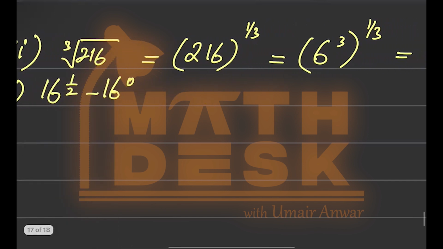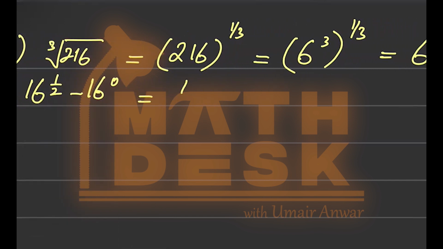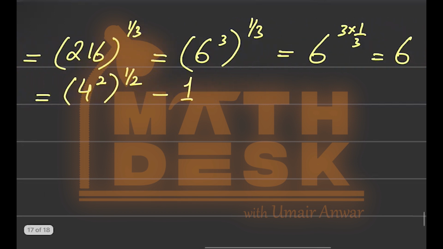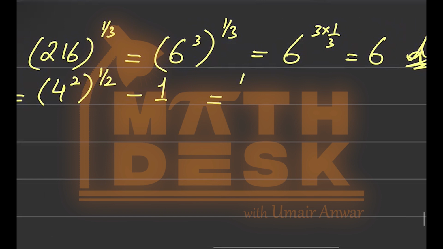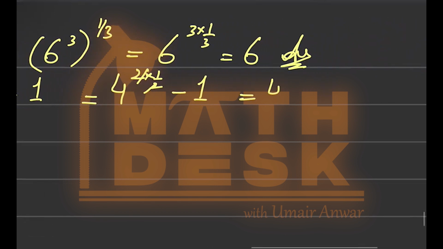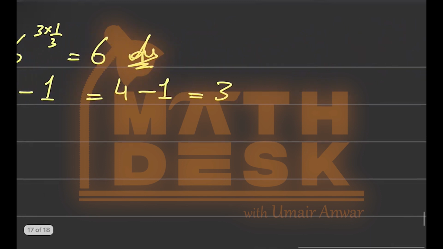16 could be converted as 4 square. And then there is a power of 1 upon 2. Then 16 raised to 0 would be equal to 1, because any number raised to 0 is always equal to 1. Now both the powers will get multiplied with each other. 2 would be cancelled by 2. So we have 4 minus 1 and the final answer is going to be equal to 3 for this part.